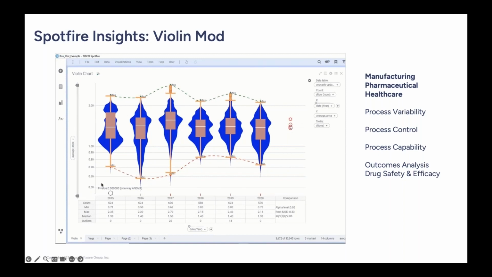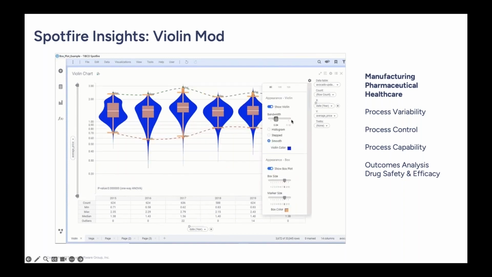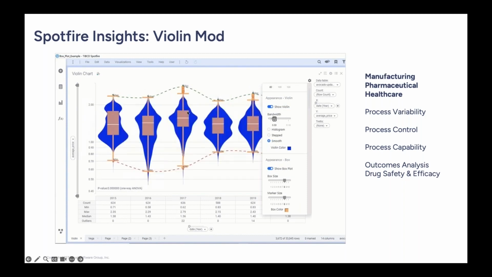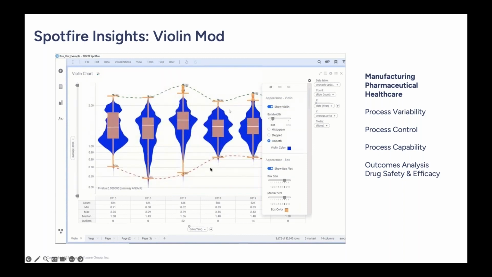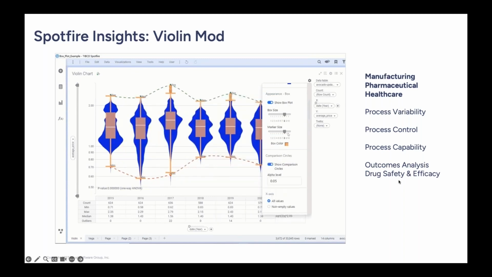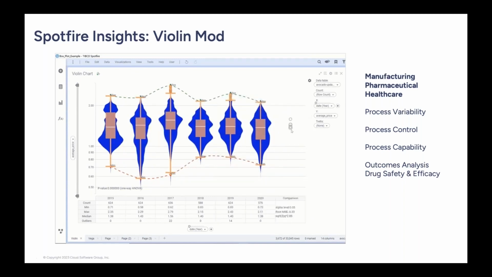It allows you to automatically do a one-way ANOVA test, and these little circles here are comparison circles that show you the differences between the distributions based on a Kolmogorov-Smirnov statistic. It allows you various controls of the color and the appearance. But yes, healthcare research outcomes are a big use case for it, along with drug safety, efficacy, and manufacturing use cases.